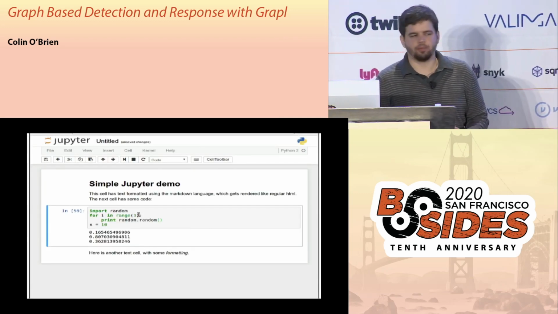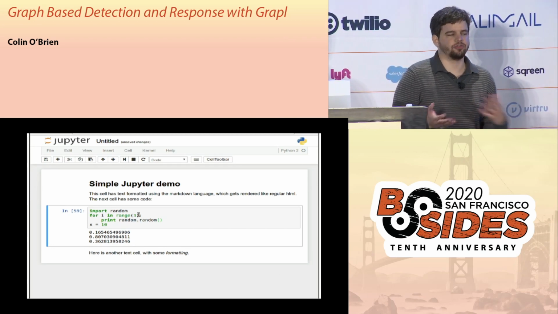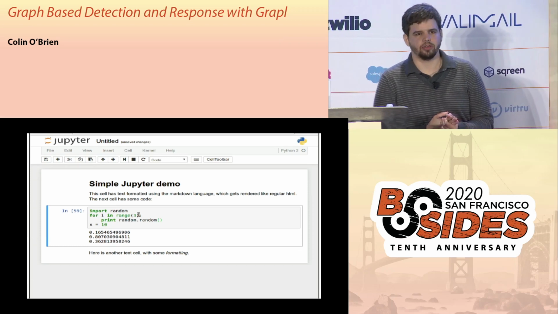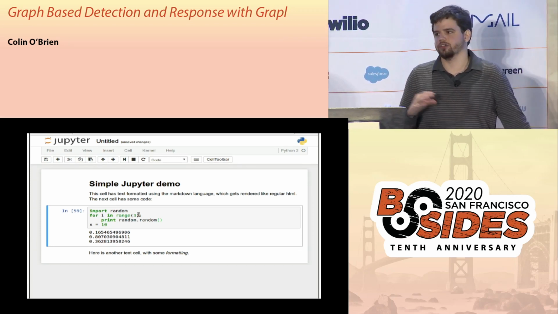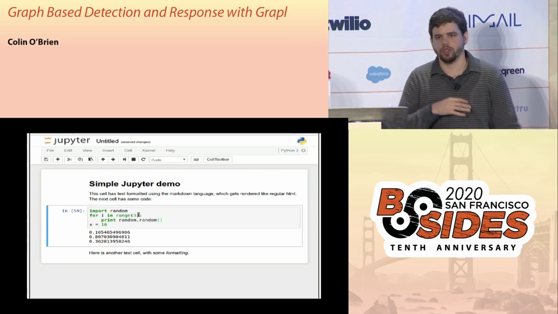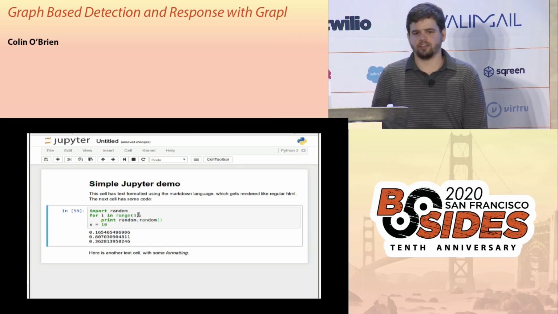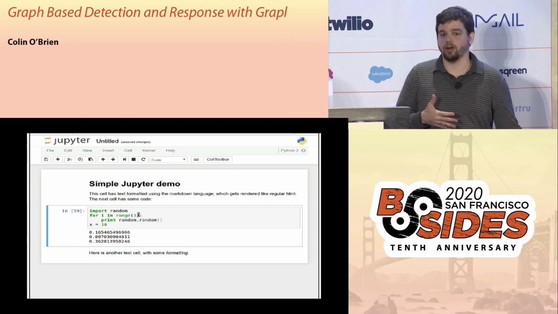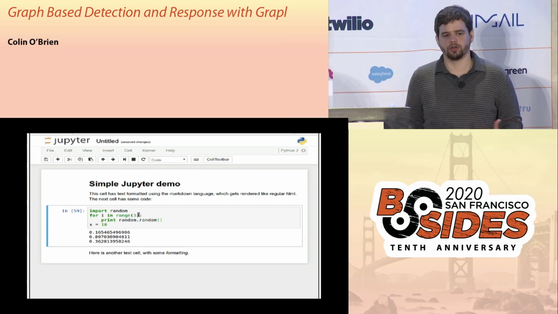So Grapl takes a really drastically different approach. And at the heart of this approach is the Jupyter Notebook. So this is, again, me stealing ideas from the data science community because they've been doing this sort of work for years. And it seems really silly that we wouldn't look at what the experts in data analysis are doing, right? That's a huge part of this job.